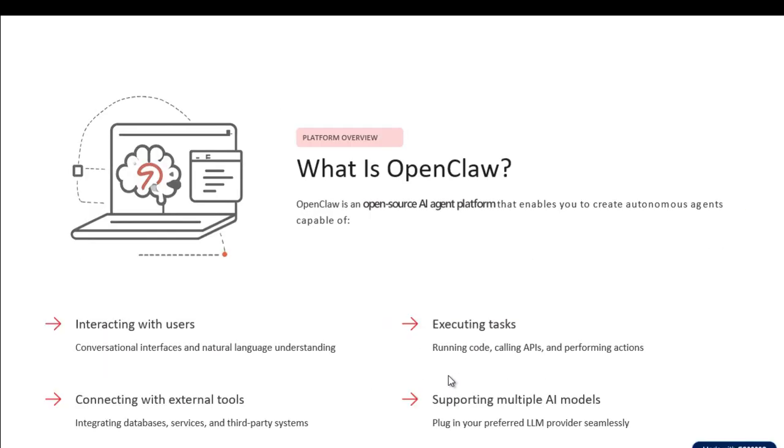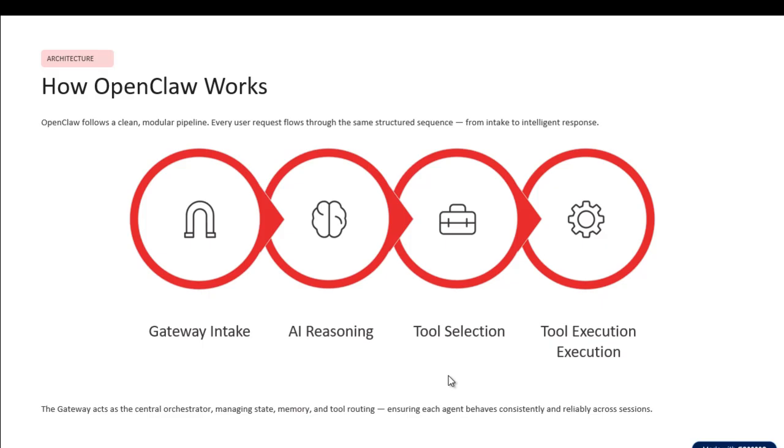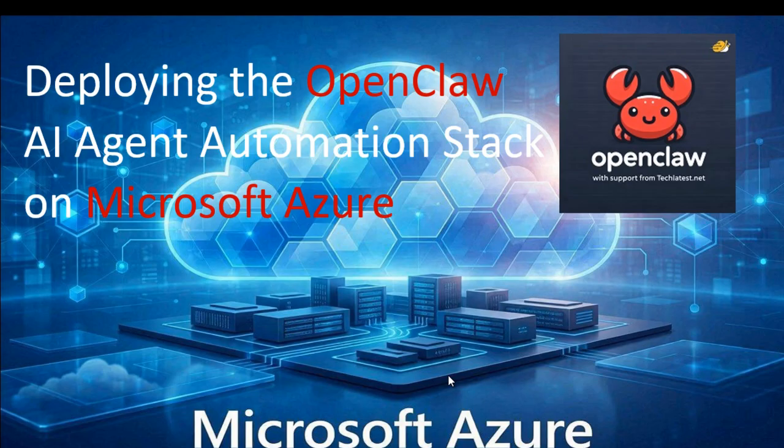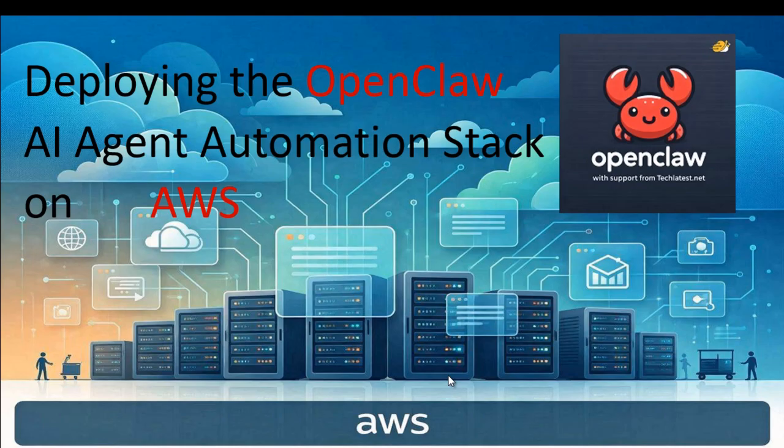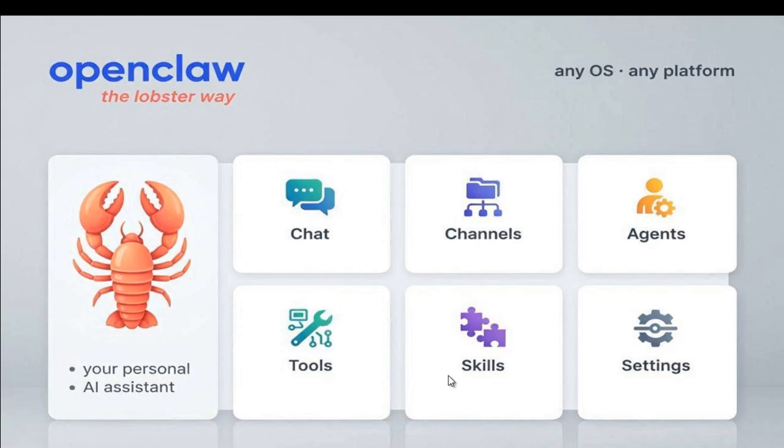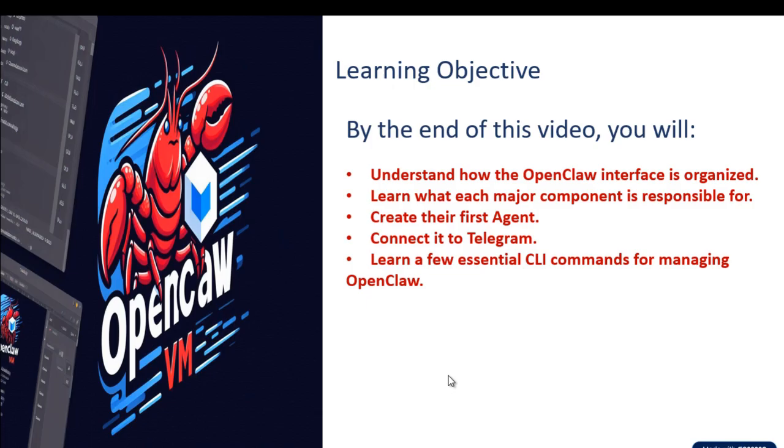So far in this course, we have learned what OpenClaw is, how it works, and we deployed it on Microsoft Azure, Google Cloud Platform, as well as on Amazon Web Services. Now it's finally time to start using OpenClaw. In this lesson, we will explore the OpenClaw web interface, understand the purpose of each major section, and learn a few useful CLI commands that will help you manage your OpenClaw environment.